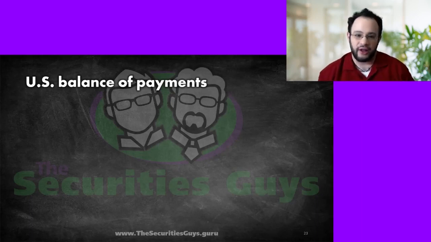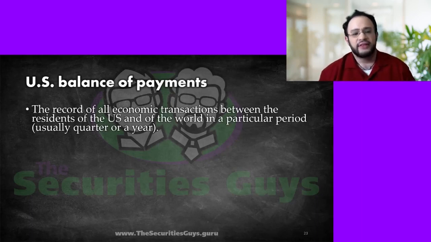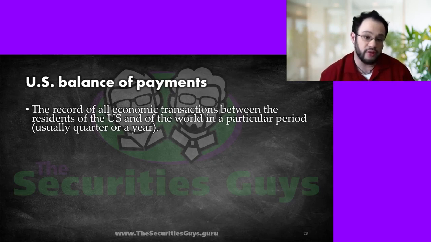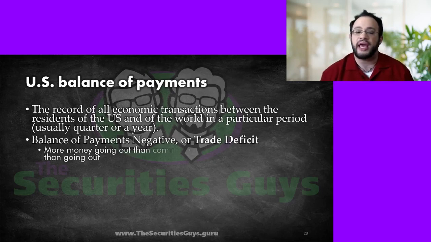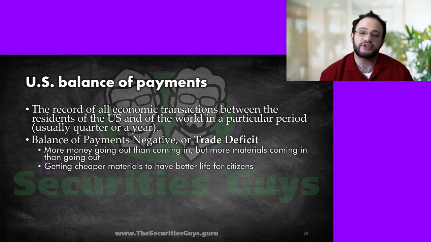The U.S. balance of payments. This is the record of all economic transactions between the residents of the U.S. and of the world in a particular period, usually a quarter, 3 months, or a full year, 12 months. Now, there are balance of payments where it's negative. That means there's a trade deficit. That means more money is going out than coming in. But more materials are coming in than going out. That means we're getting cheaper materials to have a better life for our citizens.